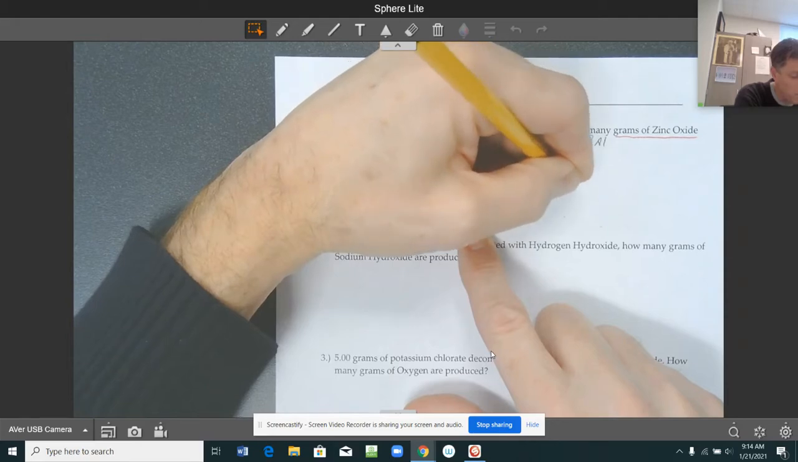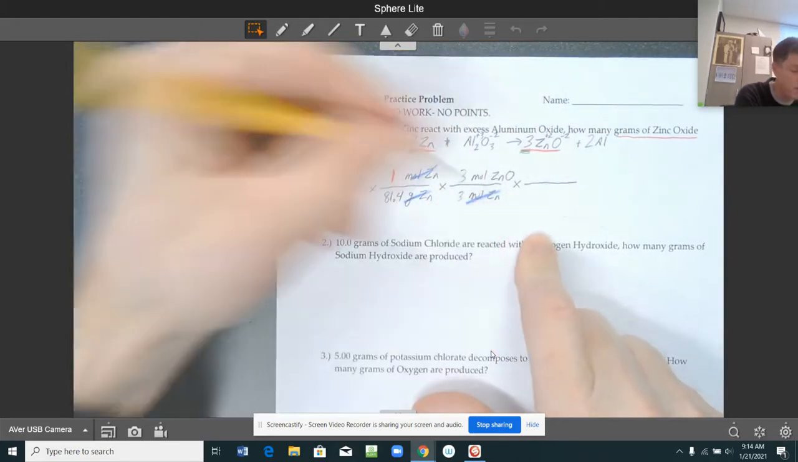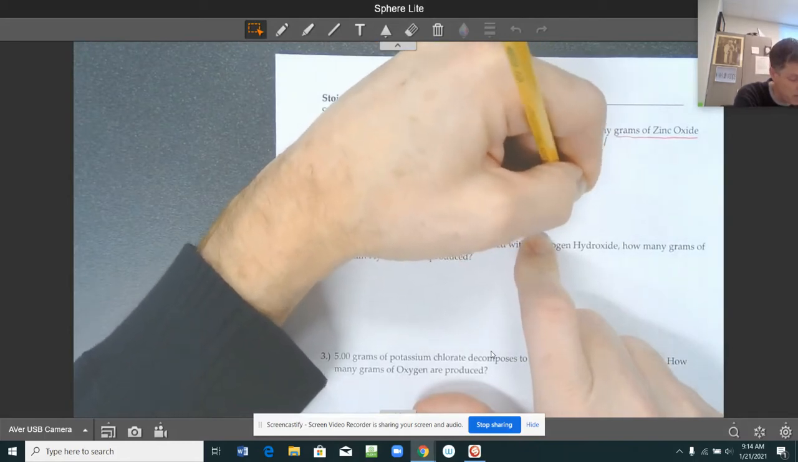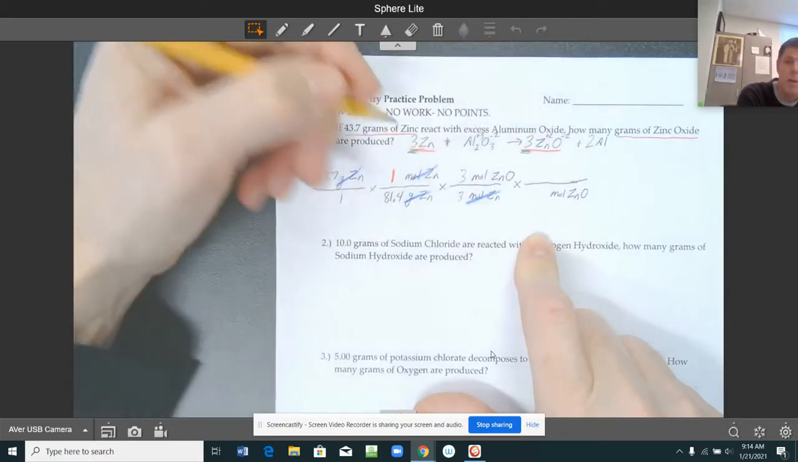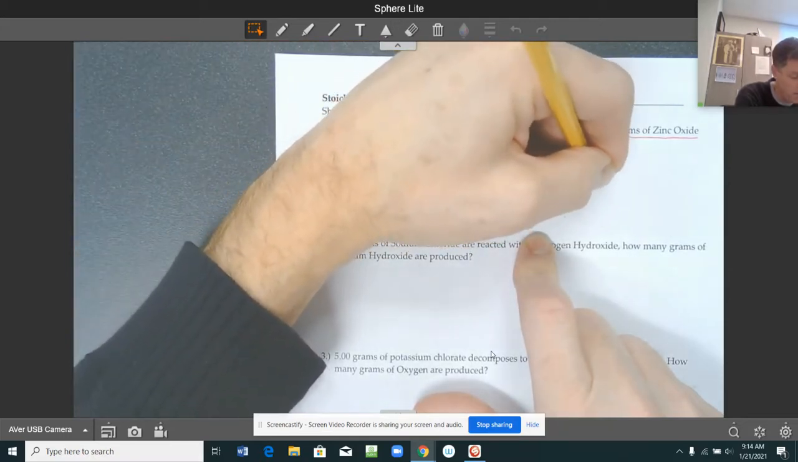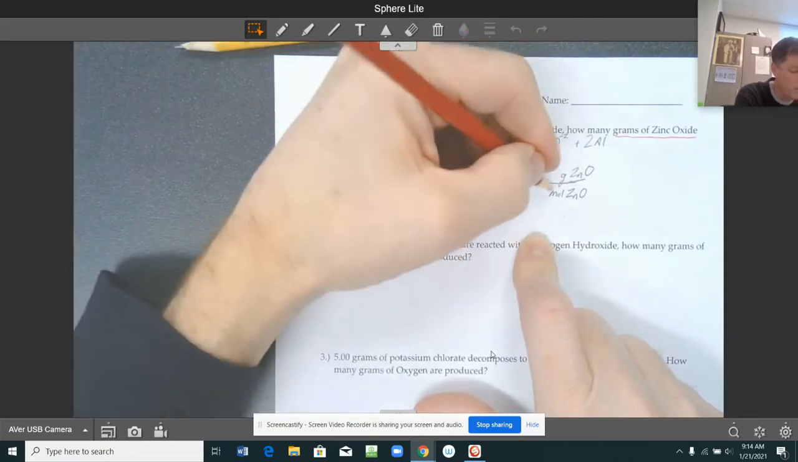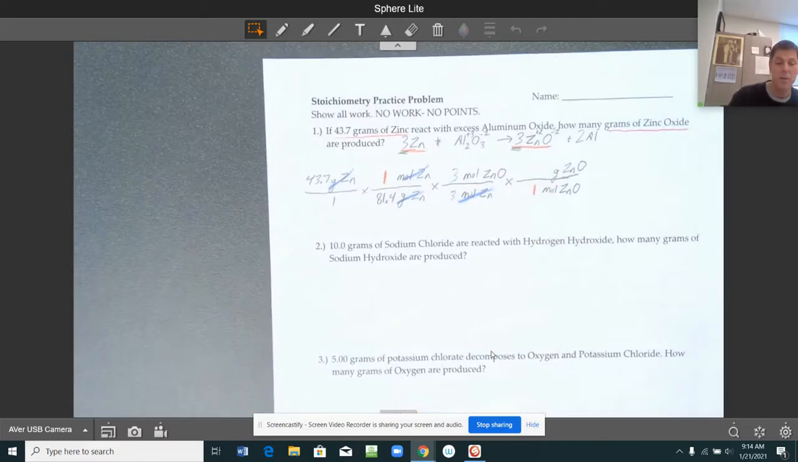Okay, same process. But in this case, it wants me to go to grams. So I've got one more step I have to do. I'm in moles. I don't want moles. Dimensional analysis means I have to have it on the bottom here because it has to cross cancel. The thing I'm looking for is going to go up top. So it's going to be grams ZnO. The mole value is always going to be 1, infinite number of sig digs. And now we've got to get the molecular mass of ZnO.